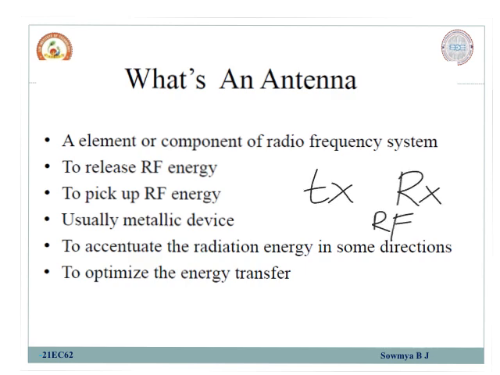And what type of device is this? This device is usually made up of a metal, so it is a metallic device, and it accentuates the radiation energy in a particular direction, and it also optimizes the energy transfer. So an antenna is an element which is basically used to transmit or receive the radio frequency energy, and it can be a metallic device and it optimizes the energy transfer.